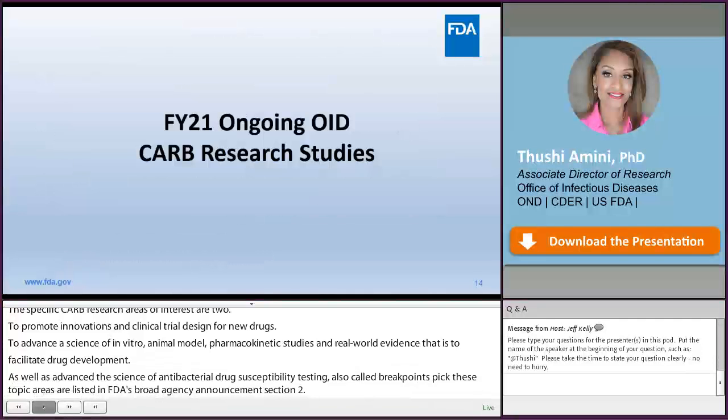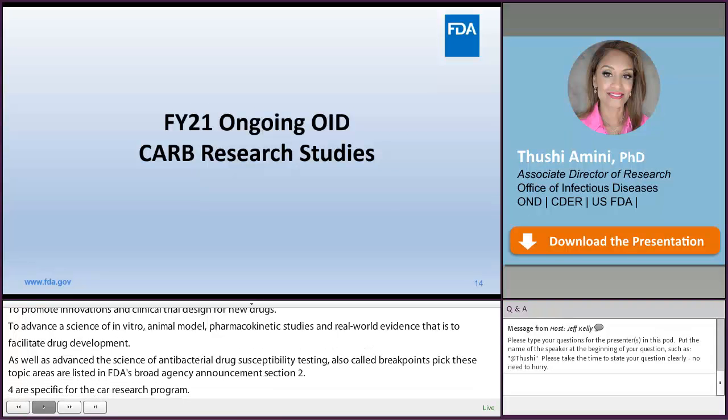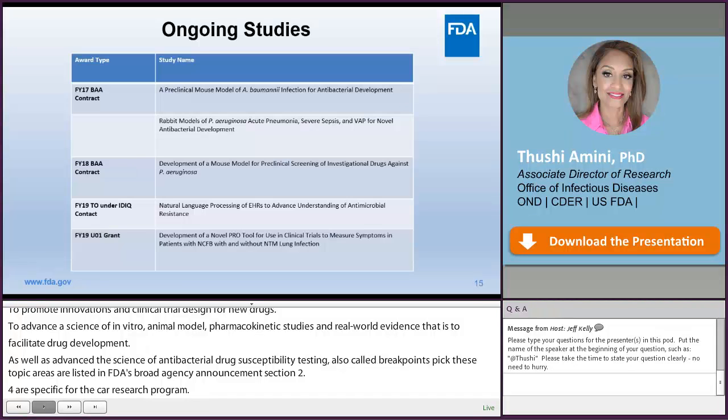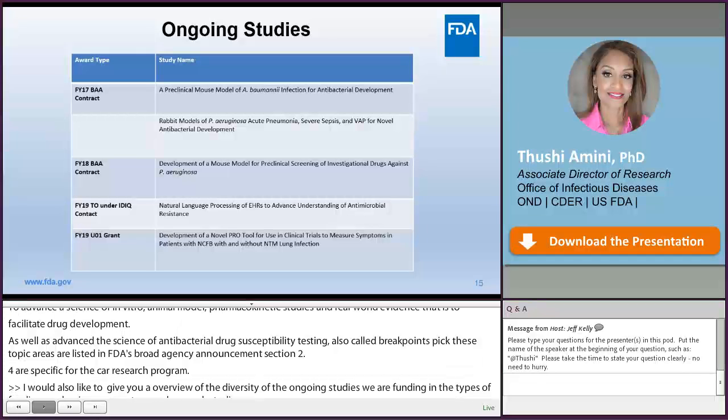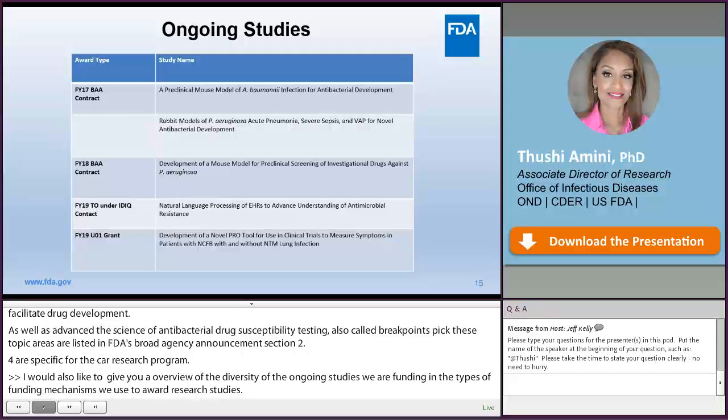I would also like to give you a high-level overview of the diversity of our ongoing studies that we're funding and the types of funding mechanisms we use to award our research studies. In fiscal year 2017 through 2018, we awarded several research contracts for the development of animal models of bacterial pneumonia caused by Pseudomonas aeruginosa and Acinetobacter baumannii.